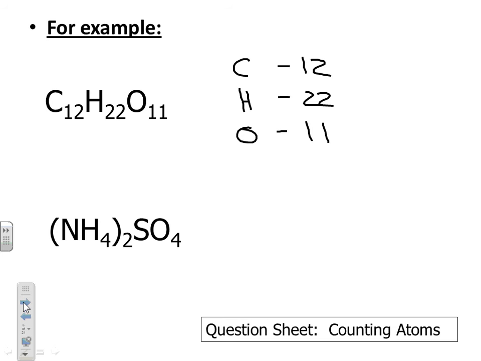The atoms N, H, S, and O are the ones I'm worried about. N, H, S, and O. And we have to be careful about this 2 outside of the brackets. Could somebody tell me what that 2 represents? What does that 2 represent outside of those brackets? Conrad. Sorry, say that again. That's okay. John, you got an idea? Yes. There's 2 of them.